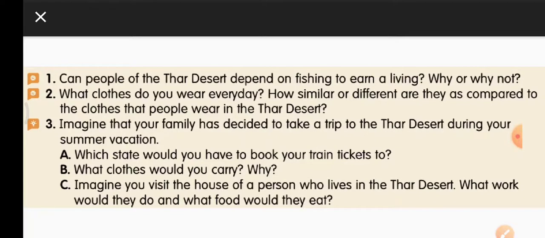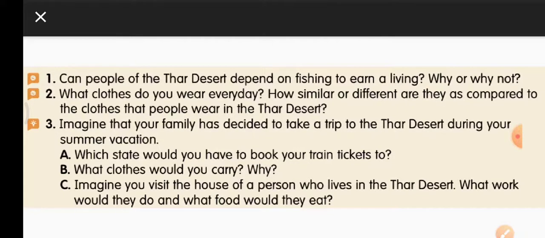Third question. Imagine that your family has decided to take a trip to the Thar Desert during your summer vacation. A. Which state would you have to book your train tickets to? To Rajasthan. Okay, we have to book our train tickets to Rajasthan. B. What clothes would you carry and why? We will carry cotton clothes, loose cotton clothes if it is summer, or warm clothes if it is winter, right?